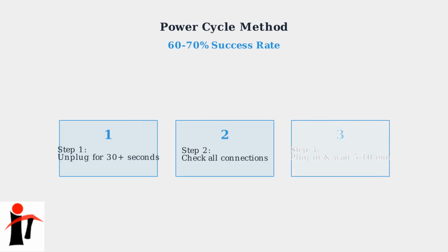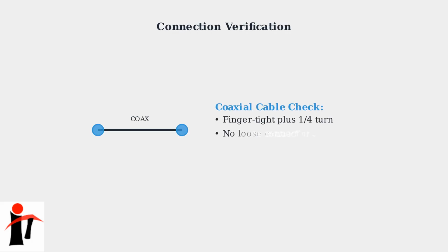The good news is that there's a simple solution with a 60 to 70% success rate, the power cycle method. This involves 3 key steps that resolve most boot loop issues. Let's look at the connection verification step in detail. You need to check your coaxial cables first.